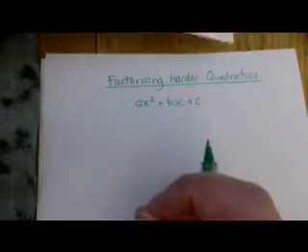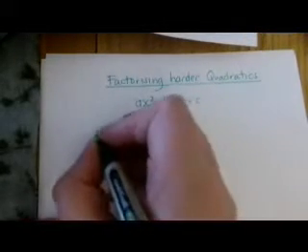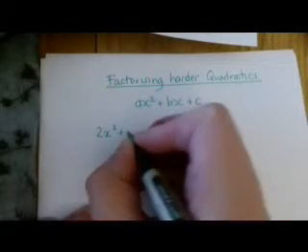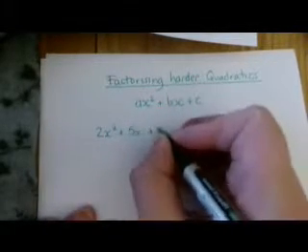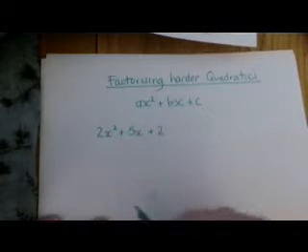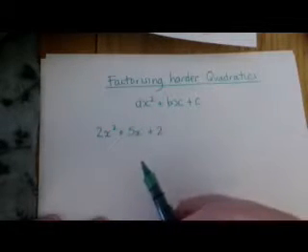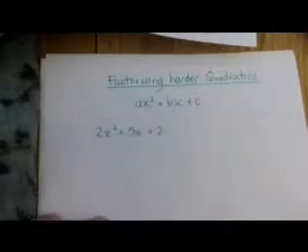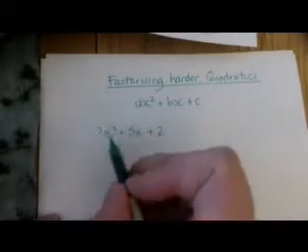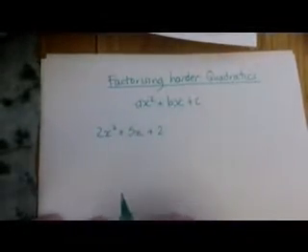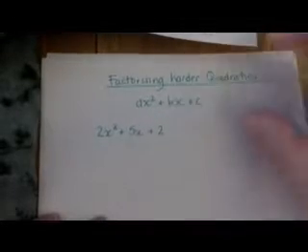First example. Okay, 2x squared plus 5x plus 2. It's a quadratic because the highest power is 2. But this time there isn't just one x squared, there's 2 of them. So we need to adapt our method slightly.